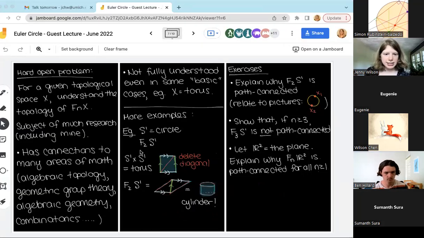And just as a teaser, I will leave this for everyone to consider on your own time if you're interested. First of all, this blurb says that I study the topology of configuration spaces. It's relevant to a lot of areas of math, and yet there's a lot we don't understand. So I think that's interesting.